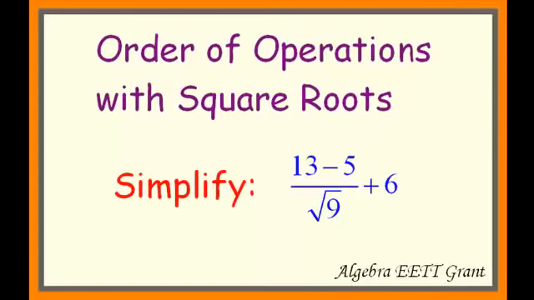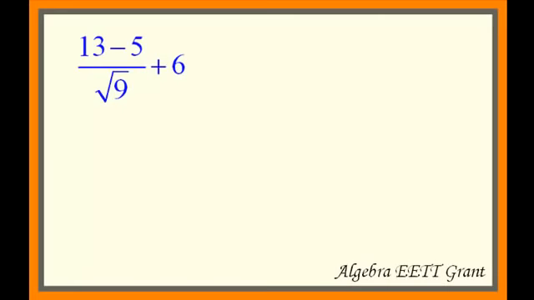Now let's do an order of operations problem with a square root. So in this case, we want to simplify 13 minus 5, all divided by the square root of 9, plus 6. Well, how do we simplify that? We have to deal with the square root first. Luckily for us, the square root of 9 is 3. So we simplify that. Now we have to do the grouping symbol. In this case, it's the division bar. So in other words, anything in the fraction must be simplified before we add 6.